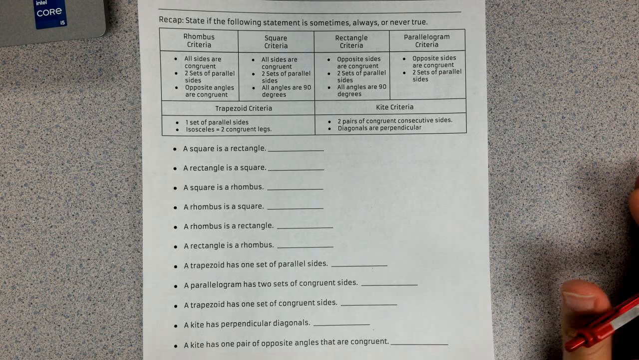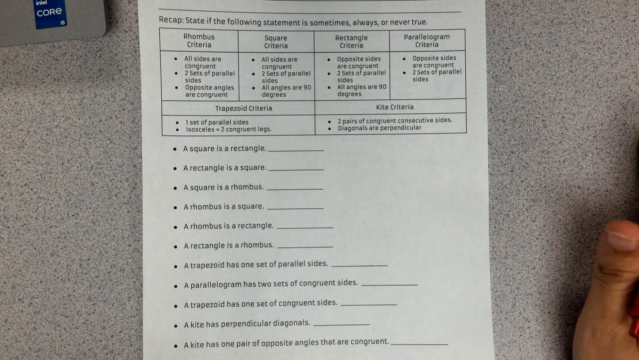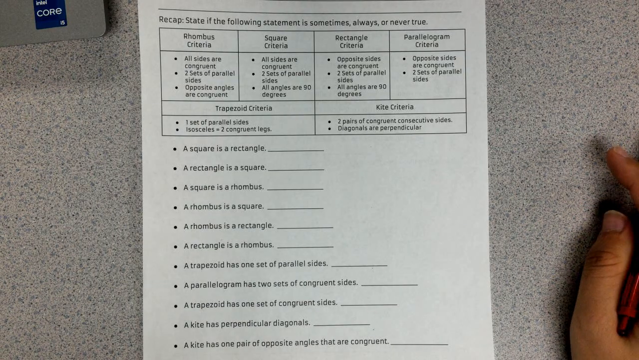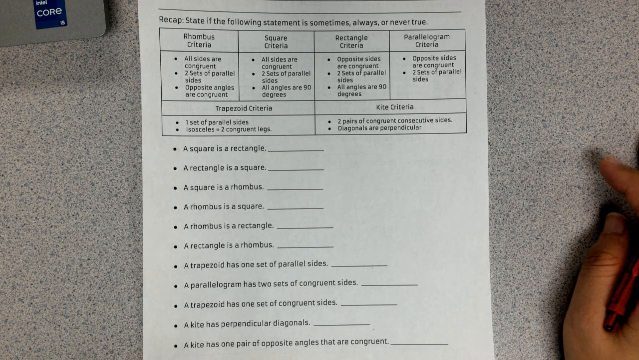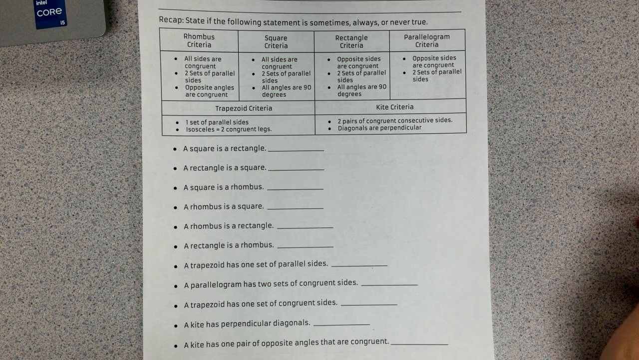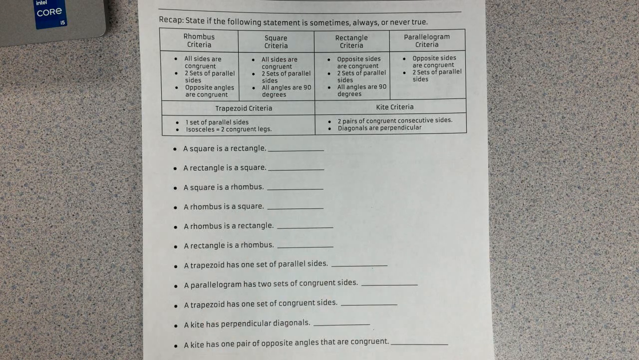Okay, in today's lesson we were talking about how to graph quadrilaterals, but before we get to the graphing, we are going to do some sometimes, always, never questions to really understand what is going on. Okay, so our first one, we have a square is a rectangle.